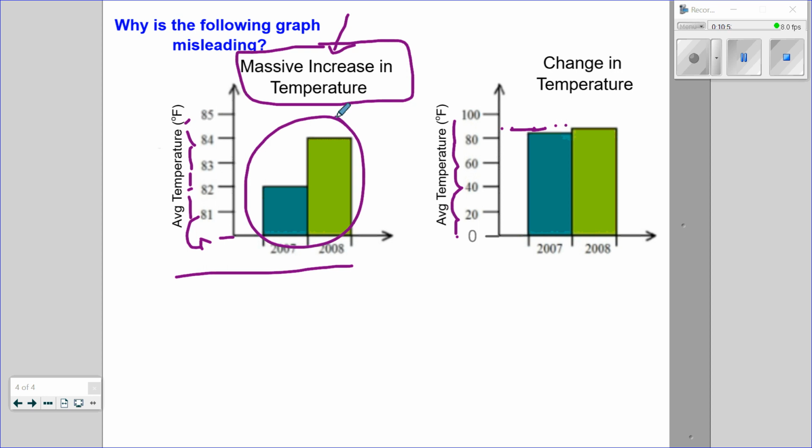So that's what we mean when we say that a graph can mislead you. They want you to believe that there was a huge increase, so they presented it like this. But here, when we have a graph that is not misleading, you really get the whole picture. And another thing you should notice is the title. Now it says change in temperature. So yes, there was a change in temperature. It's not telling me to think that there was this huge increase.